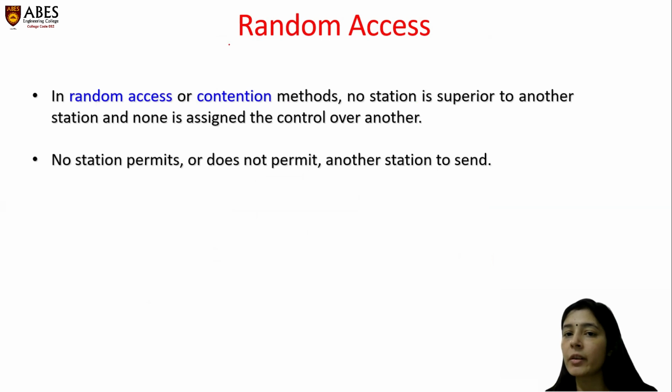So first we will discuss the various random access protocols. Random access protocols are also known as contention based methods. First we will discuss why these protocols are said to be random access. They are called random access because there is no scheduled time at which a device will send data. Whenever the device has data to send, it can immediately send the data over the channel. That's why these protocols are called random access.